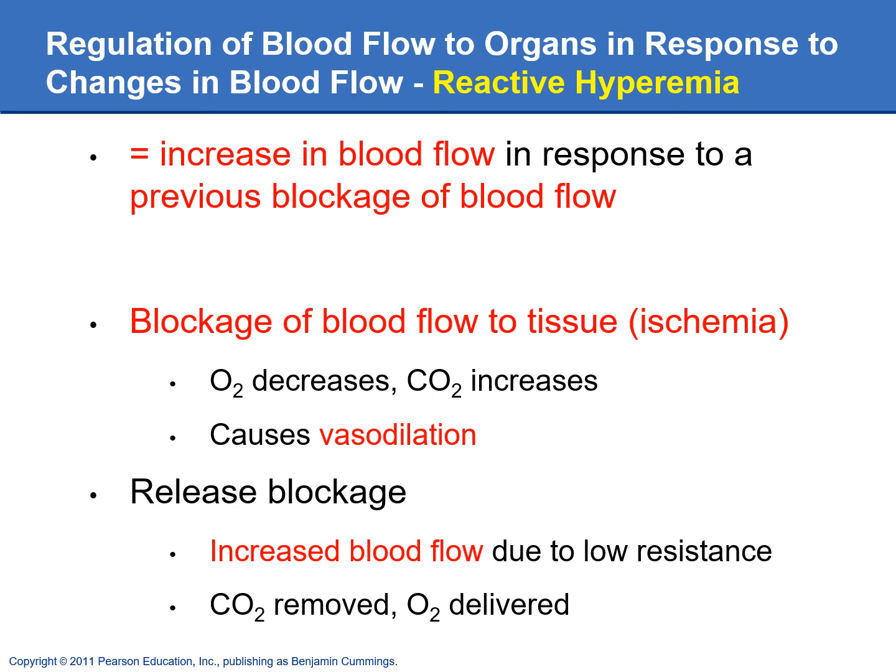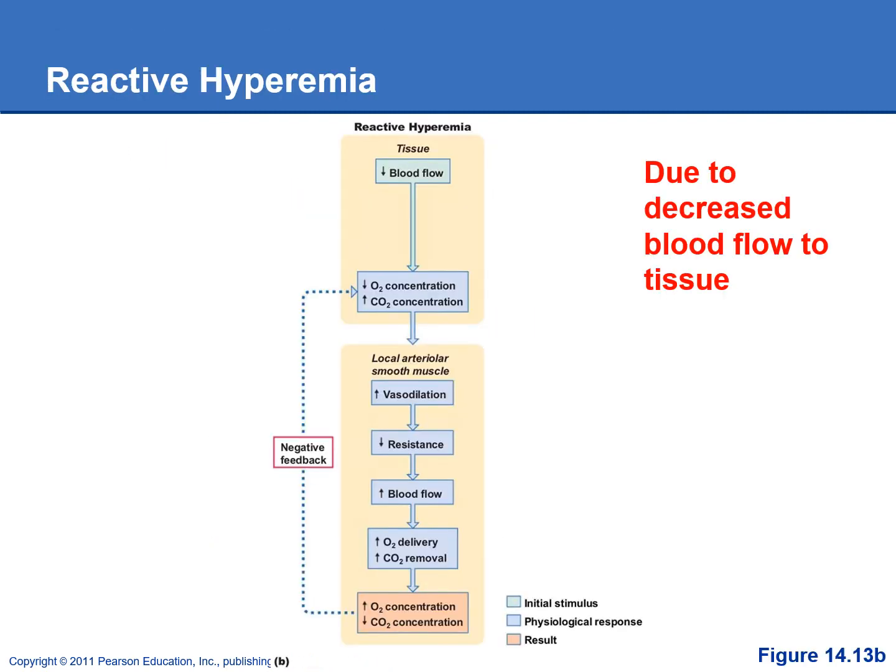And then once that blockage is released, the blood will flow in there and bring in more oxygen and get rid of the CO2. So it's just like if you were to push down on your skin and create a temporary blockage in blood flow. When you release that, the blood vessels have vasodilated, and then the blood will rush in there to replenish the oxygen and get rid of the carbon dioxide. So that's reactive hyperemia. It's really important to note that reactive hyperemia is due to decreased blood flow to the tissue, whereas active hyperemia is due to increased activity of the tissue. So keep those two straight.